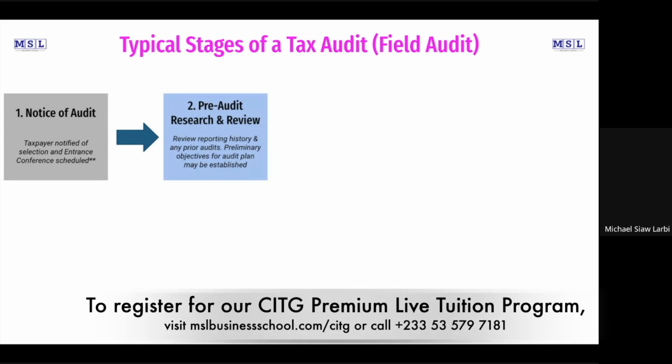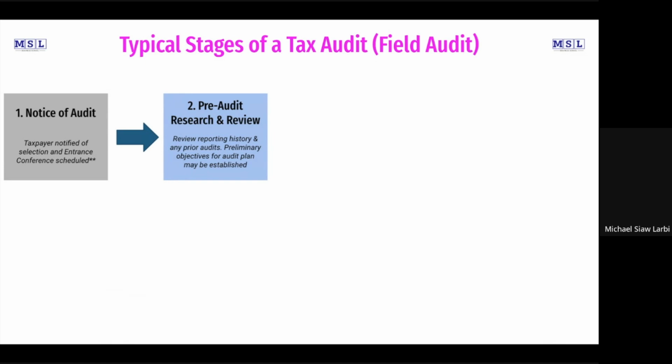The second stage is what we call the pre-audit research and review stage. Like I've said in the past, you cannot audit what you do not understand, right? So you need to set aside time to understand the taxpayer, review their reporting history, review any prior audits. If this taxpayer has been audited before, ask yourself, what were the common areas identified in the previous audit? It will give you an idea what the potential risk areas are. So in your audit planning process, you get to prioritize on those risks. And at least when you go on field eventually, it gives you an idea what the possible areas could be.